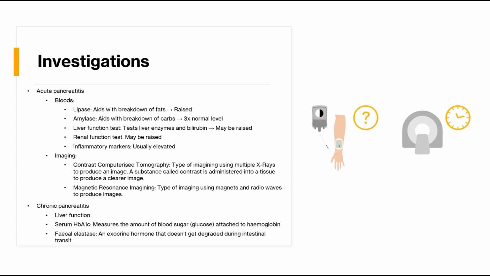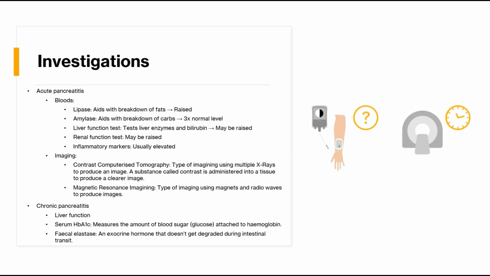For investigations for acute pancreatitis, you'll mainly want to do bloods. You'll check serum lipase and amylase, where serum amylase will be 3 times the normal level. A serum lipase might be more accurate but isn't always available, so a serum amylase may usually be done instead. Then you'll do a liver and a kidney function test along with inflammatory markers.